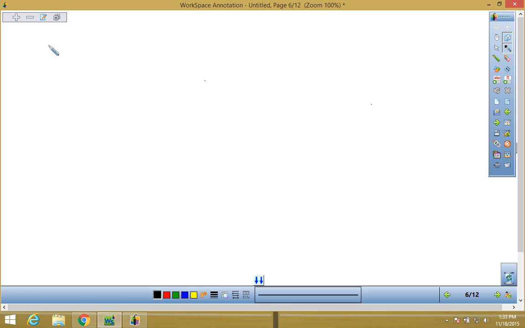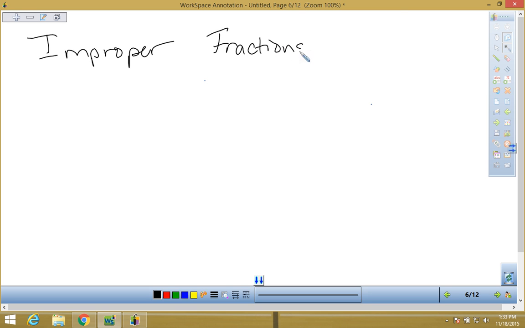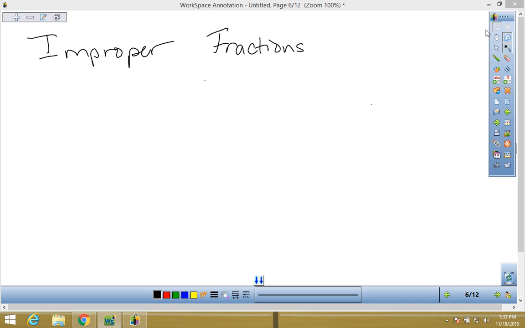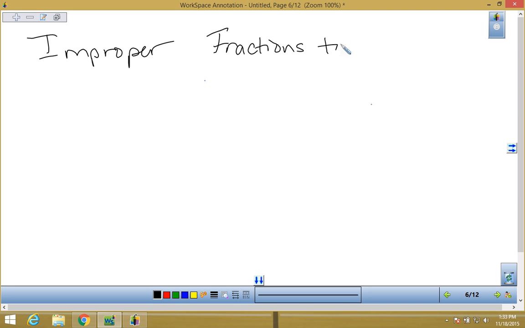Okay. Now we're going to do improper fractions. No, you can keep going. Just give it a new section heading. To mixed numbers. You'll be good, because we're not going to do word sets. Yes. Okay.